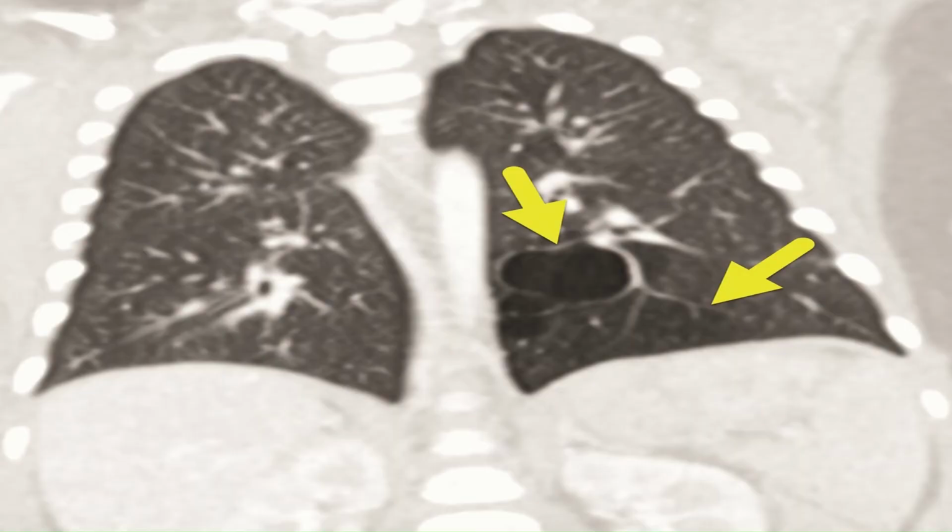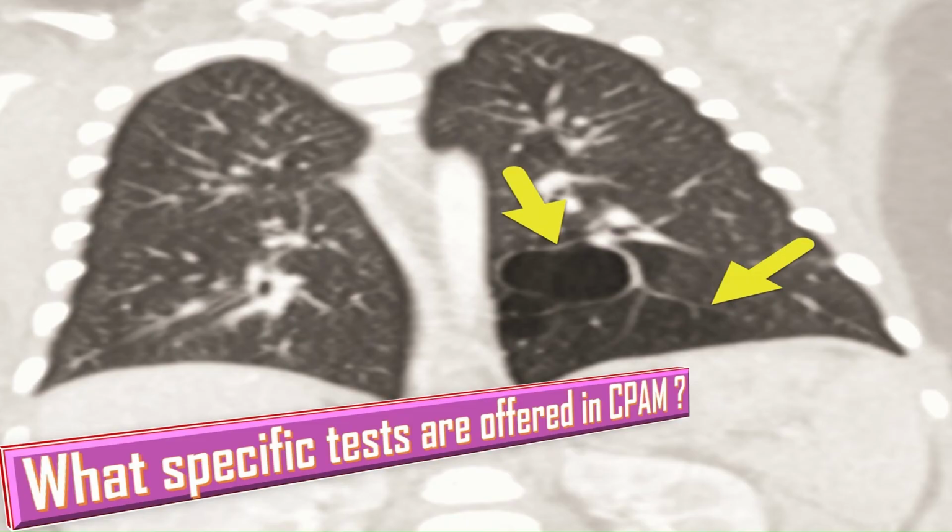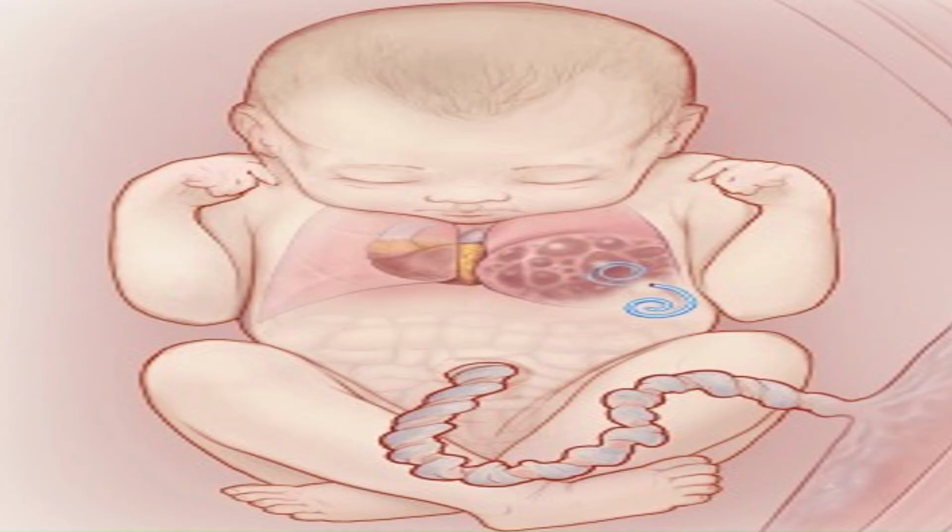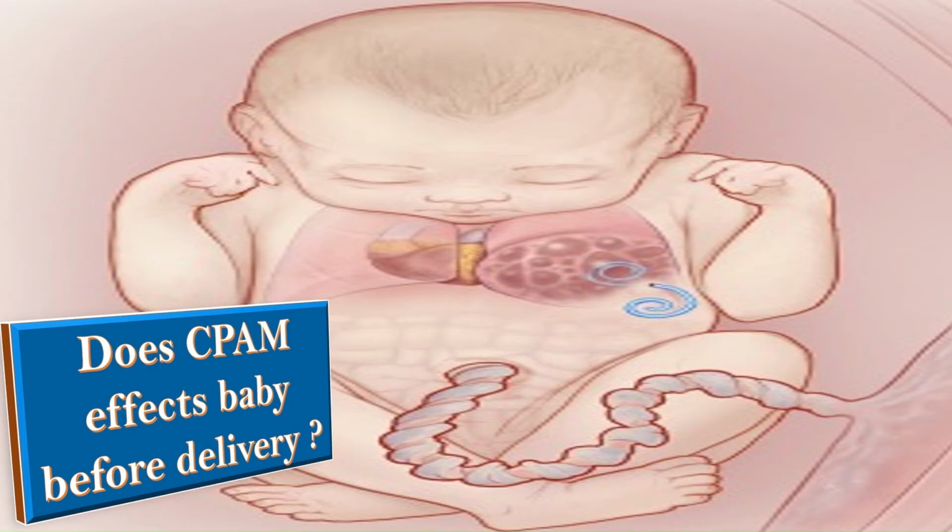What specific tests are offered in congenital pulmonary airway malformation? Because we don't know the exact cause of this abnormality, there are no specific tests to find the reason why it happens. However, the patient is sent to an expert in fetal medicine who does a thorough ultrasound scan and thereafter offers regular follow-up scans. Does CPAM affect the baby before delivery?